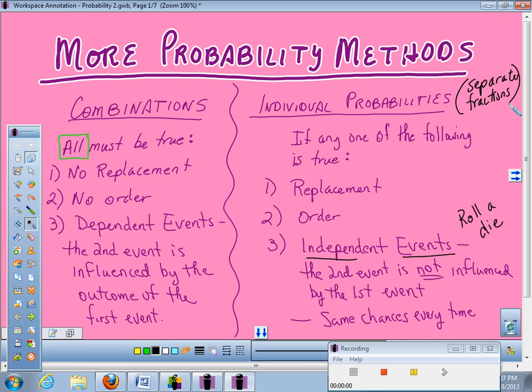It would be if any one of the following is true. If you're replacing it, if you're putting it back in after you draw one, you'll have to do individual probability. If it has an order, if they say you have to draw it in this certain order, or if it's independent, if you have the same chance every time you draw, you're going to do them as separate probabilities. So now your trick is to decide which method am I doing.